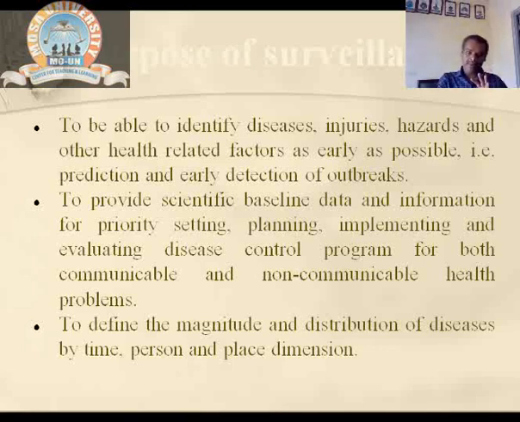So there are three purposes. First, it will support us to predict and detect outbreaks early. Then it will support us in priority setting, planning, implementation, and evaluation of particular disease control programs for both communicable and non-communicable disease. Then it also supports us to define the magnitude and distribution of the disease in terms of time, person, and place dimensions.